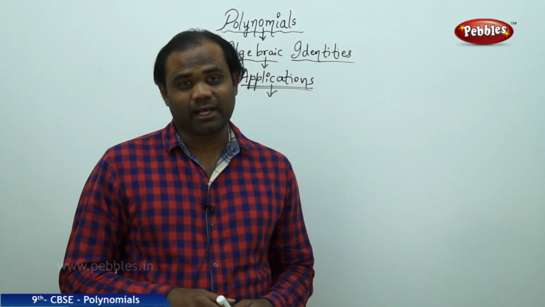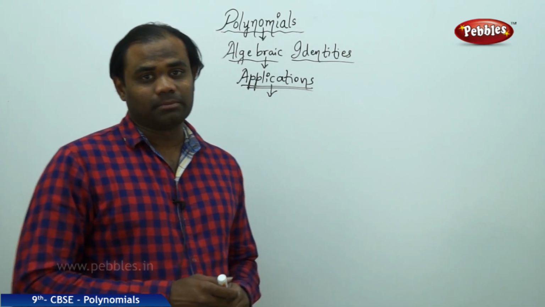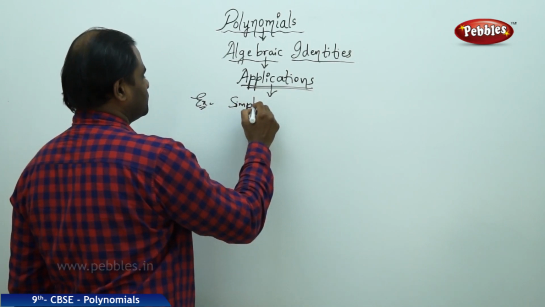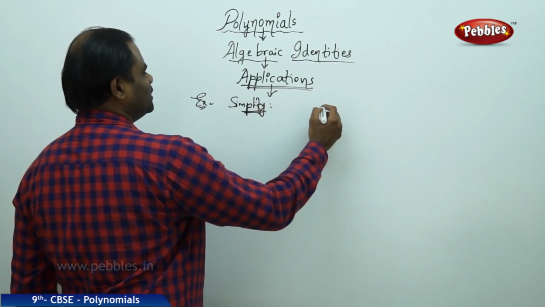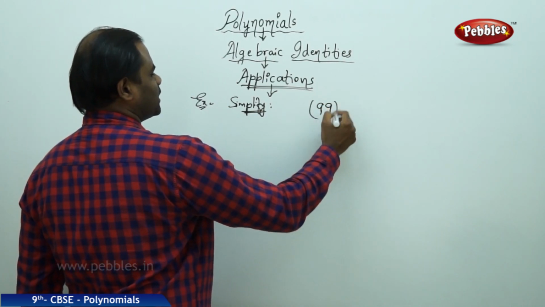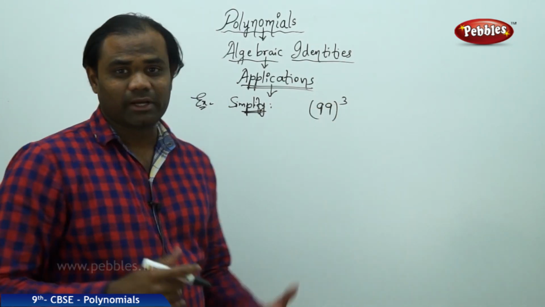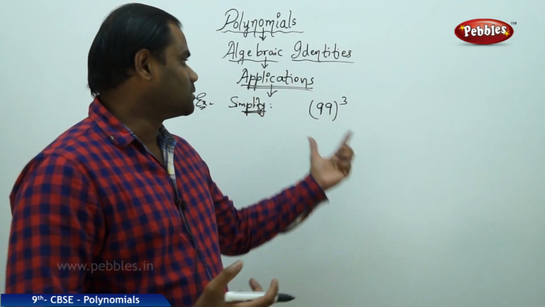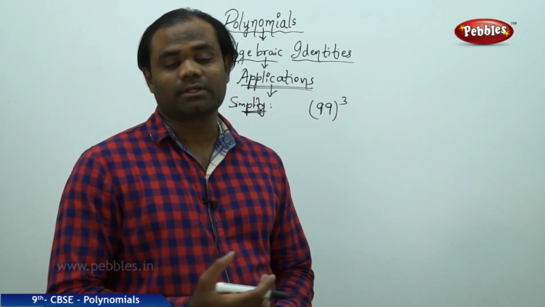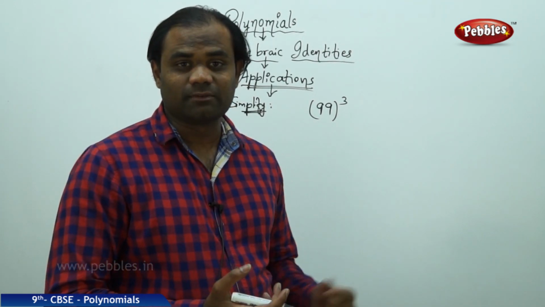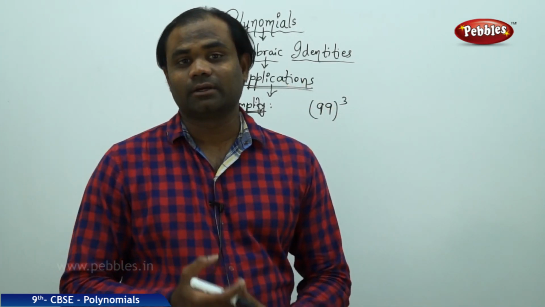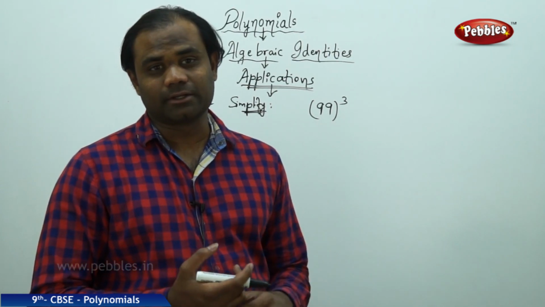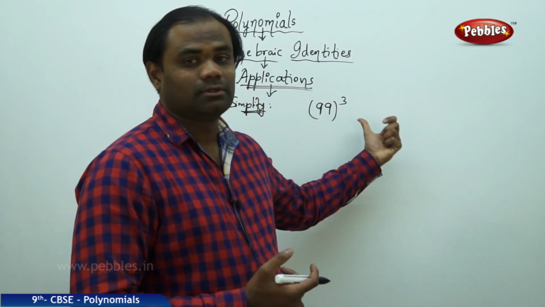Say, for example, I have another example which says: simplify the value 99 whole cube. How do I simplify this without generally multiplying the numbers 99 times 99 times 99? Of course, we can simplify this using the algebraic identities. Let's see how we can use algebraic identities to solve this particular cube number.